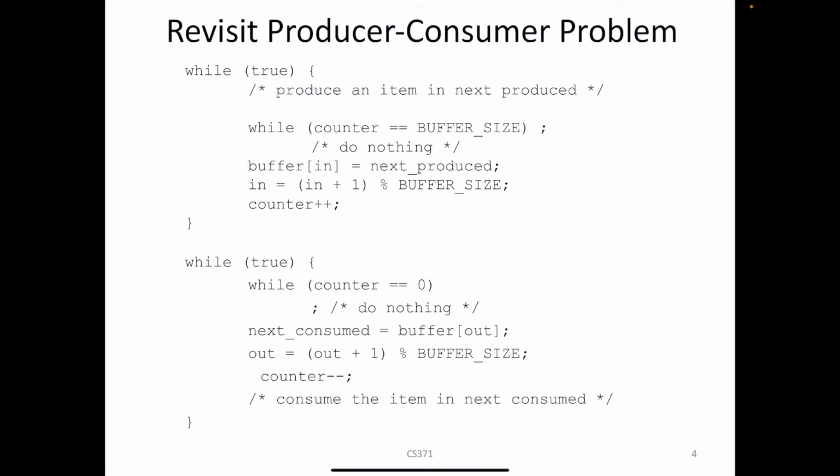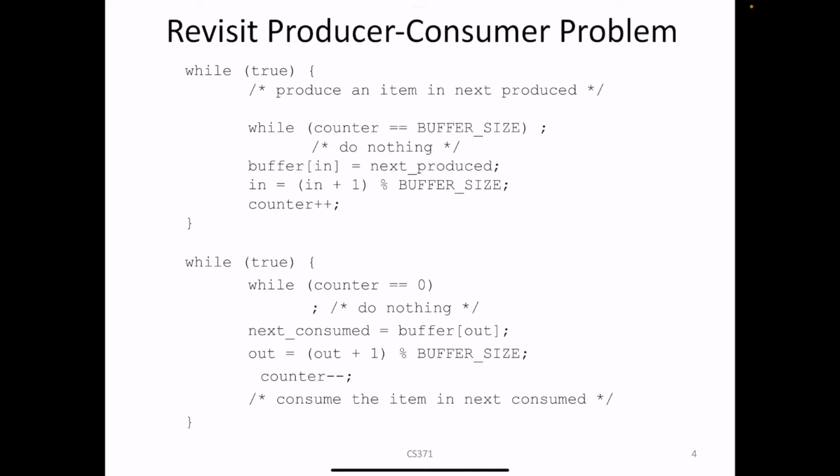The top half of this slide shows the producer process. Inside the while loop, we have another while loop to check whether the buffer is full or not. We directly use counter to compare with the buffer size. If they are equal, the buffer is full, and the process will be stuck at this while loop.